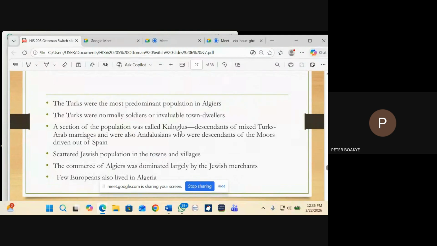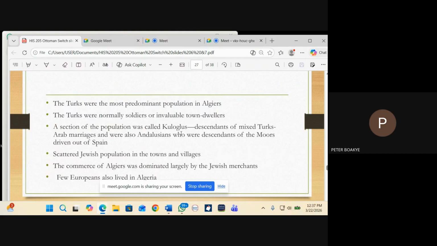Yeah, so I think I was saying that apart from the Kolugrus, we also had the Jewish who were there. And then I was talking about commercial activities that were in the hands of the Jewish merchants. So they dominated commerce in the area. In fact, we are going to go into details to look at the activities of two Jewish merchants that would trigger a war between the French and the Algerians.